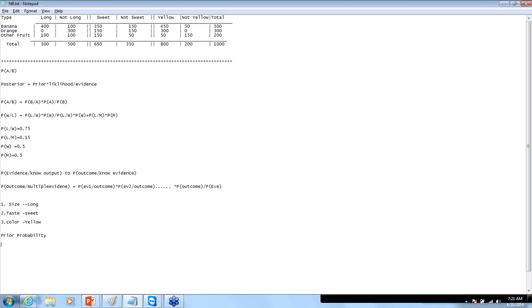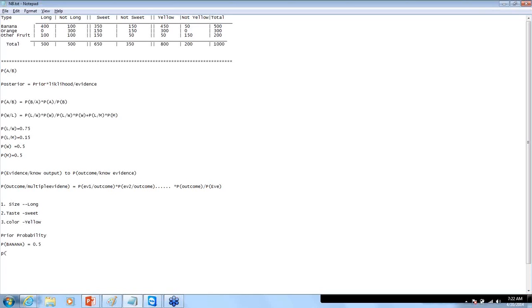What we know in advance is the probability that a fruit is a banana. We can find this immediately: the total number of fruits is 1000 and we have 500 bananas. So simply 500 divided by 1000, and the probability is 0.5.